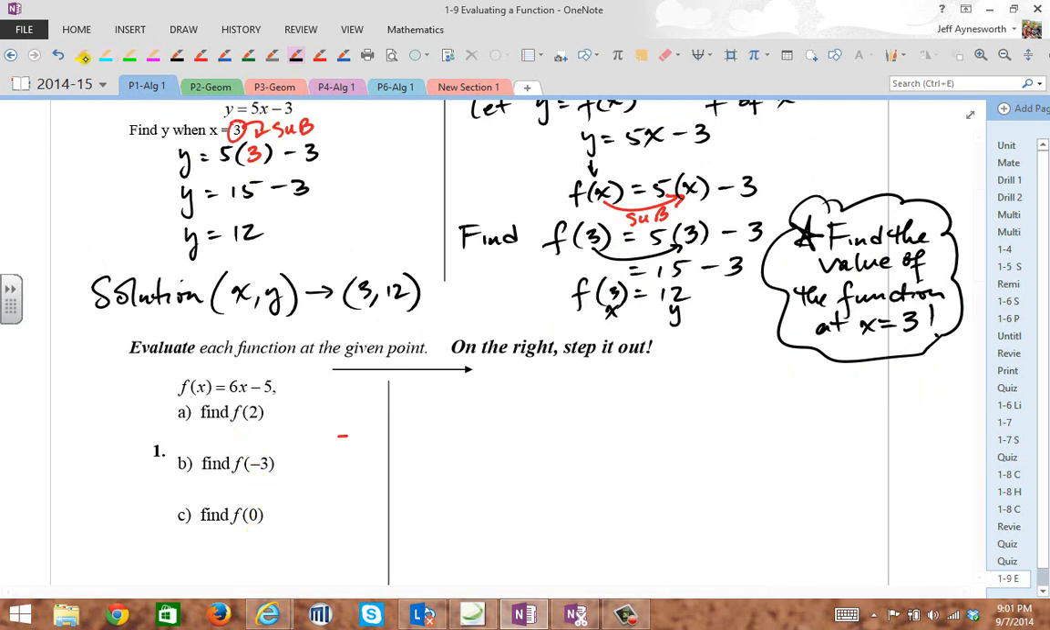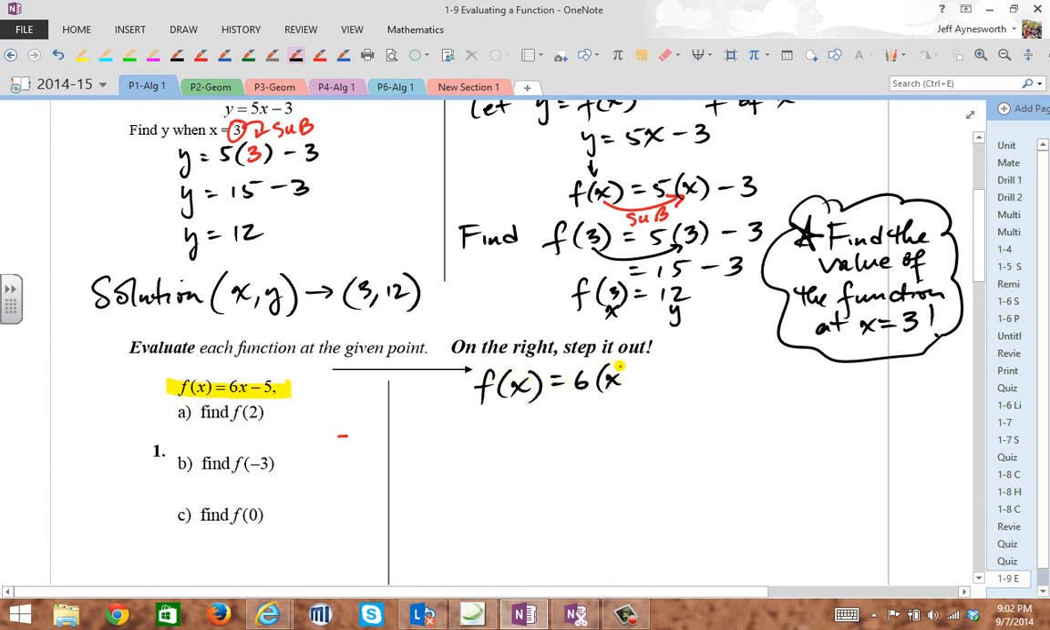Okay, now my first function that I want to take a look at is f of x equals 6 times x minus 5. So let's bring it over here. All right, f of x is equal to 6 times x, I'm going to put in parentheses here, minus 5. And once again, whatever that value is, you're going to substitute it in and evaluate the function at that point. I'm going to do it 3 different times here.